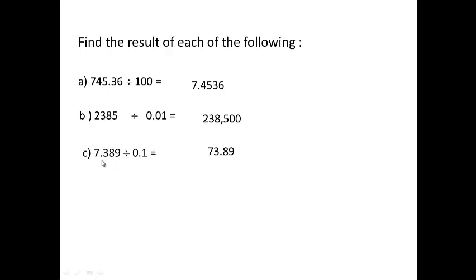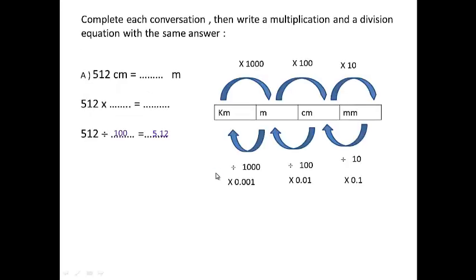We're moving from here to here, between 3 and 8. 73.89. Okay. Yes. Now, complete each conversion. Then write a multiplication and a division equation with the same answer.